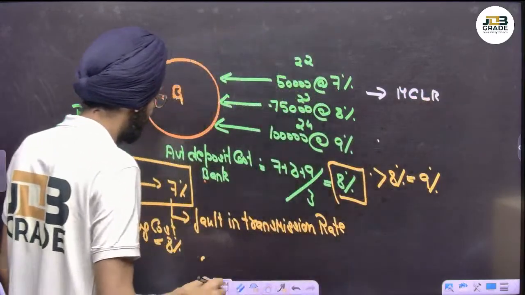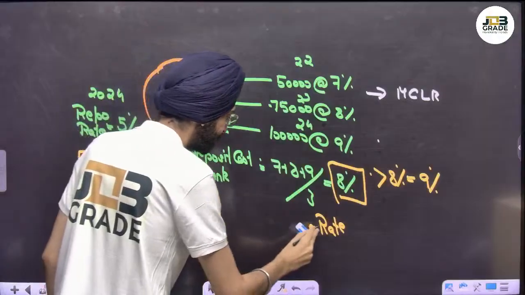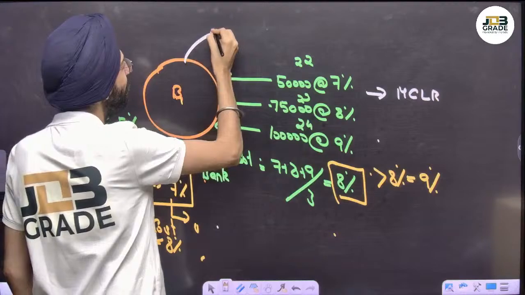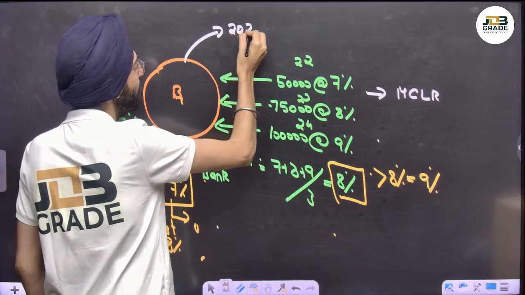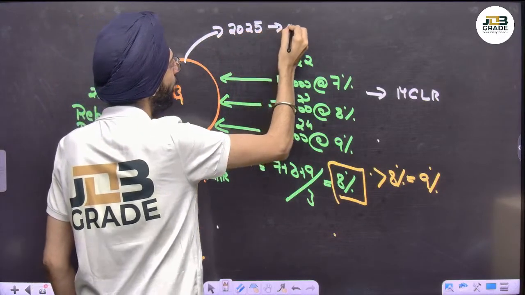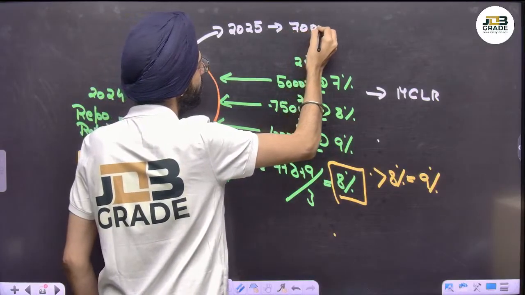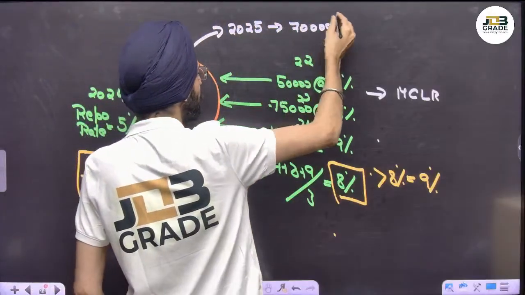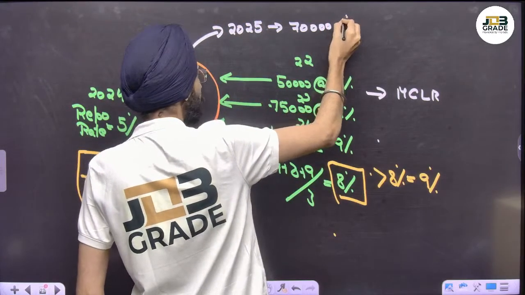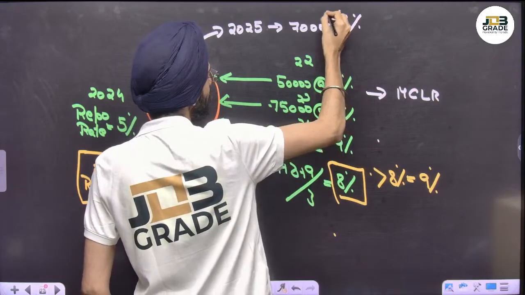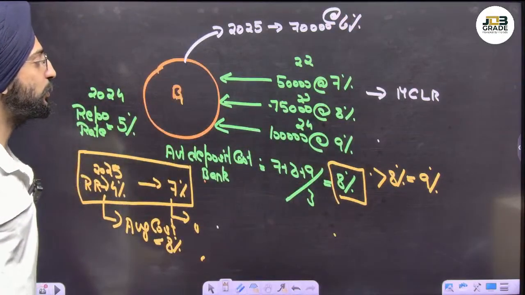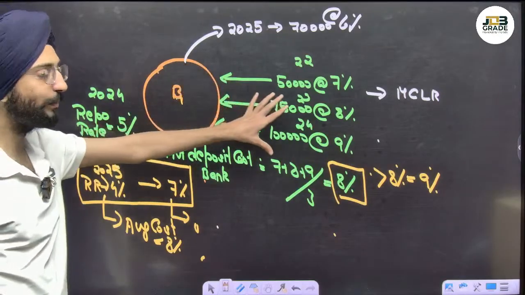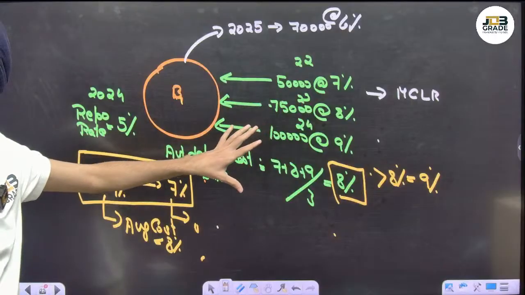So if in 2025 the bank receives a deposit of another 70,000 at, for example, 6 percent, then sir, the average cost is still 8%, so it's going to lend at more. The average cost is still coming to 8%. But we're going to ignore this.